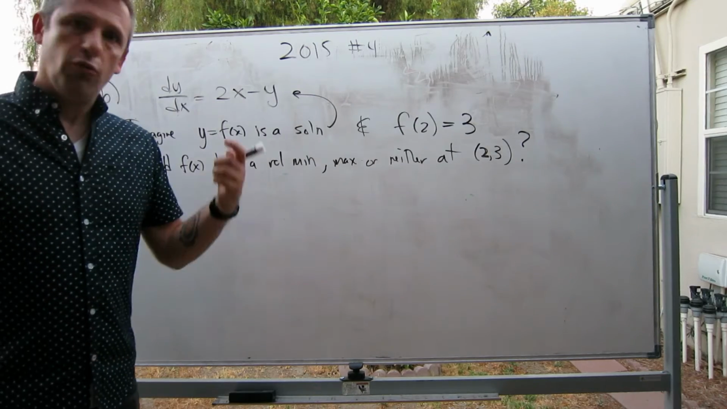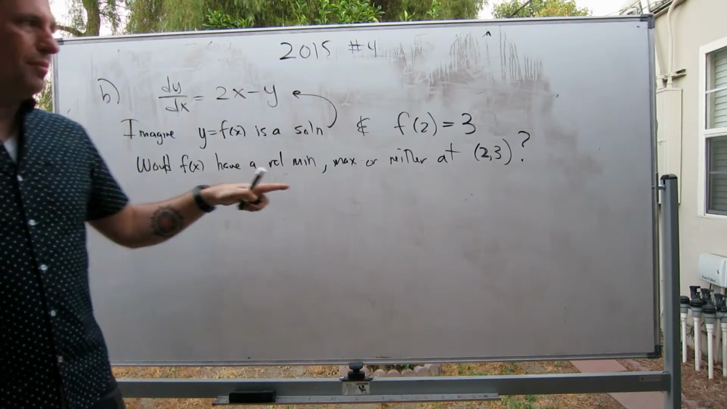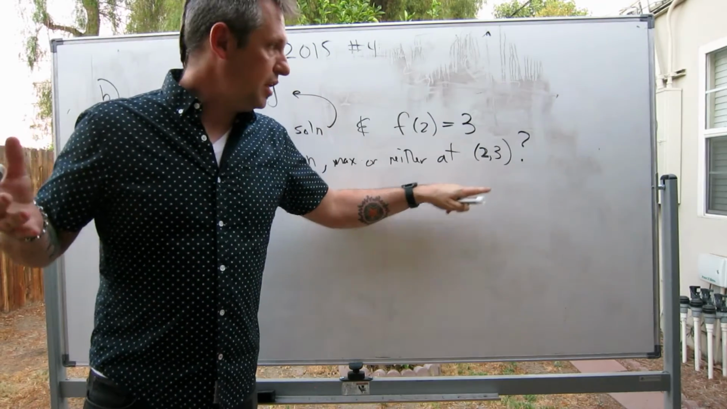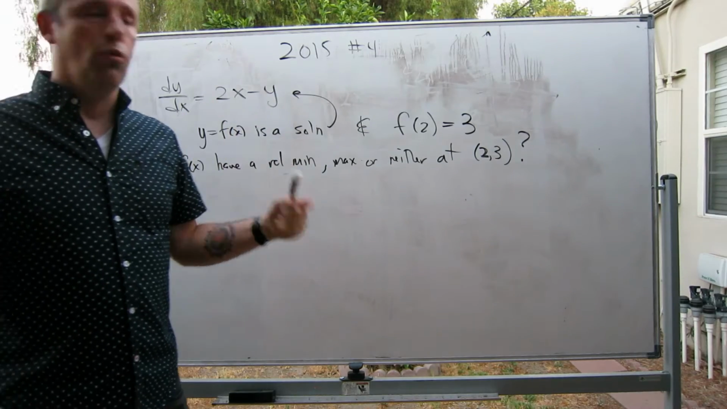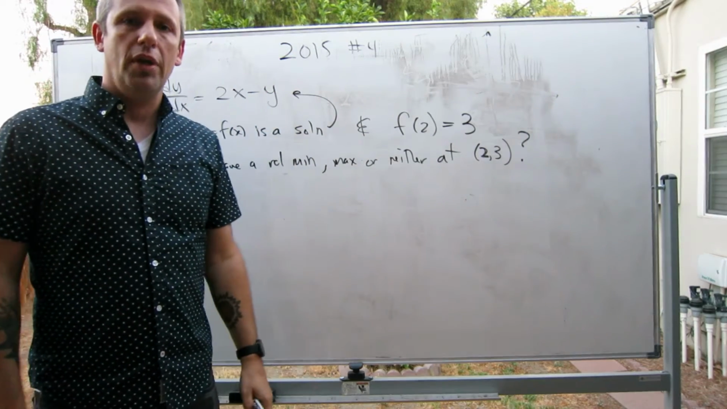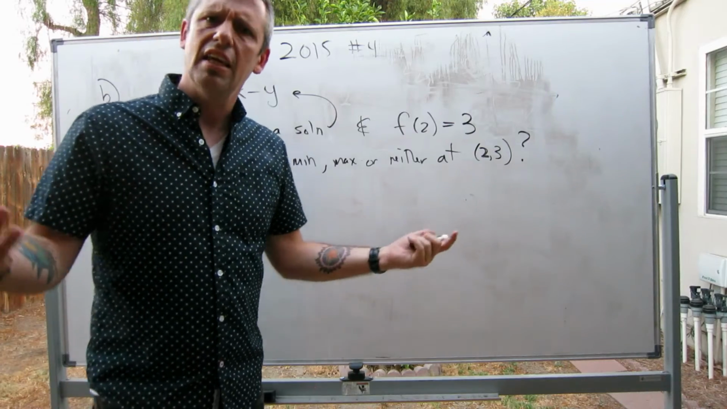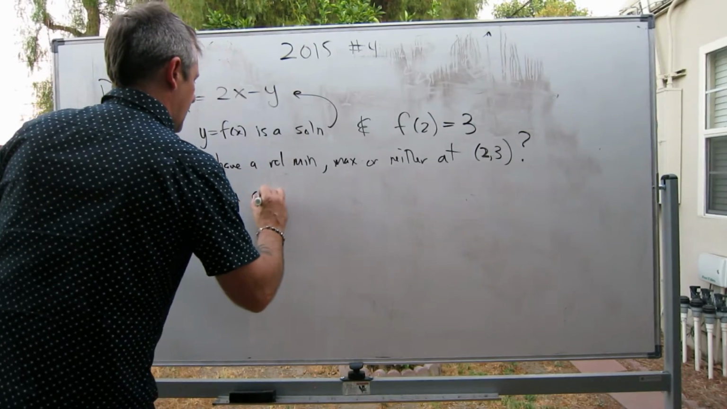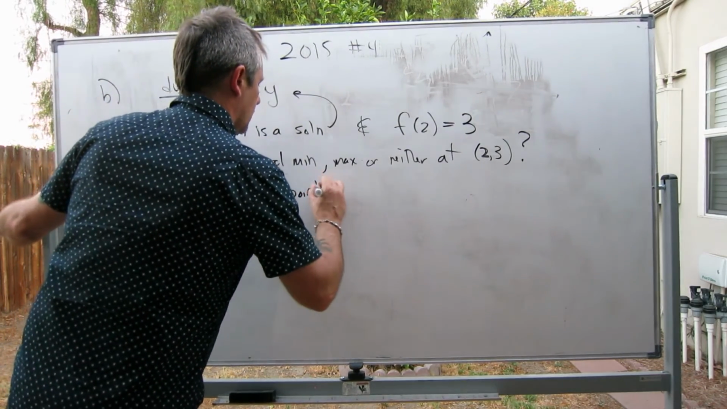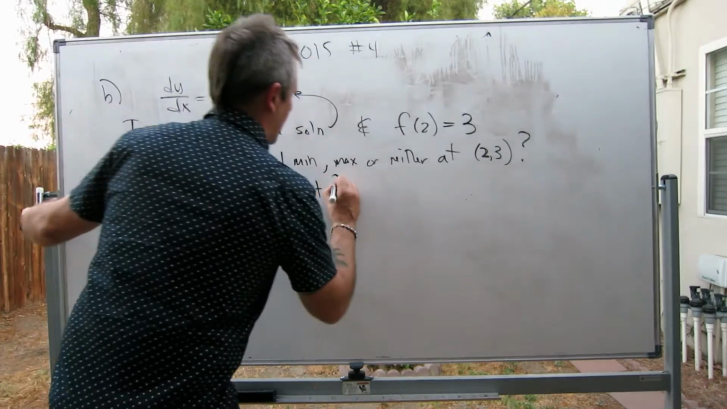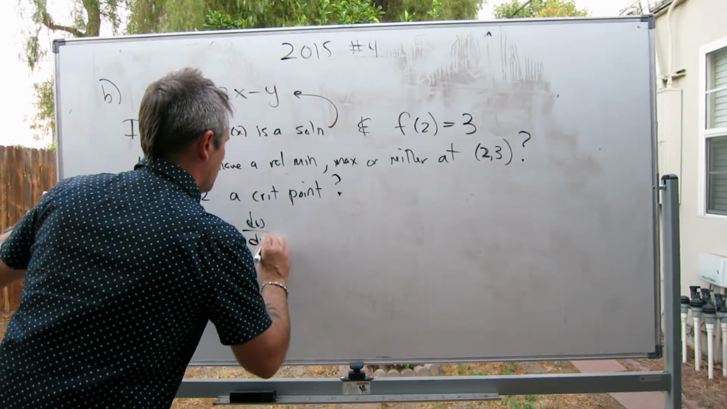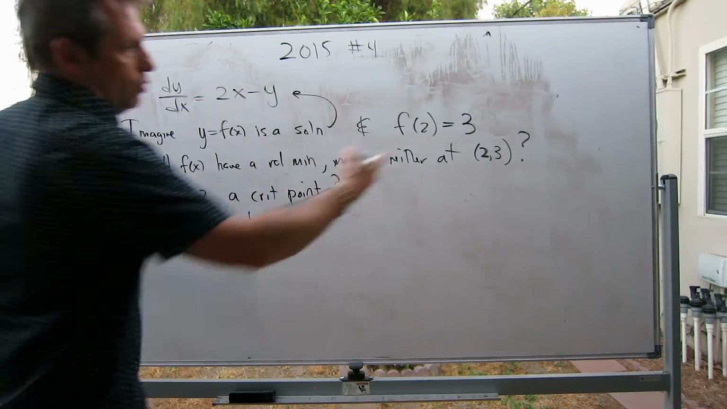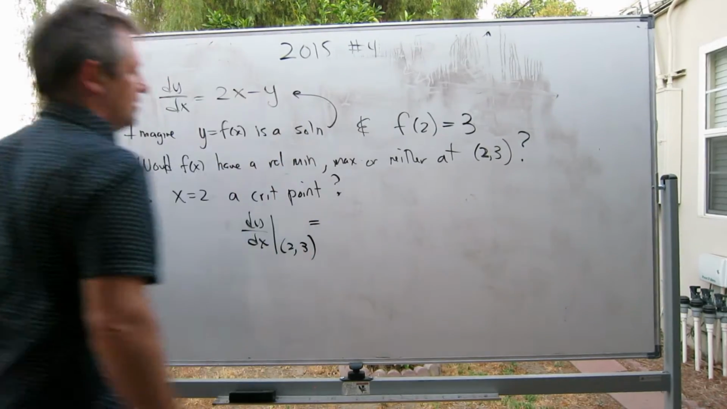So first of all, in order for it to have a min or max at all, 2, 3 would have to be a critical point, or x equals 2 would have to be a critical point for this function. So let's see if x equals 2 is a critical point. Well, in order to figure that out, we have to look at dy dx at x equals 2. When x is 2, y happens to equal 3. So let's see what we get when we do that.